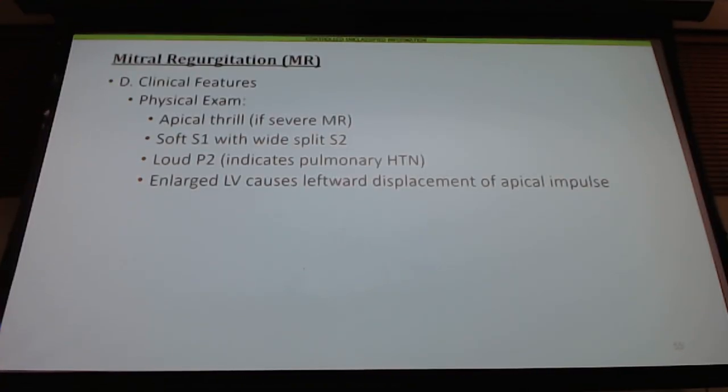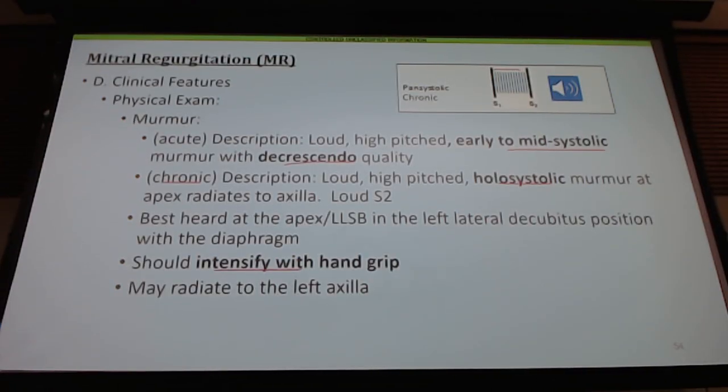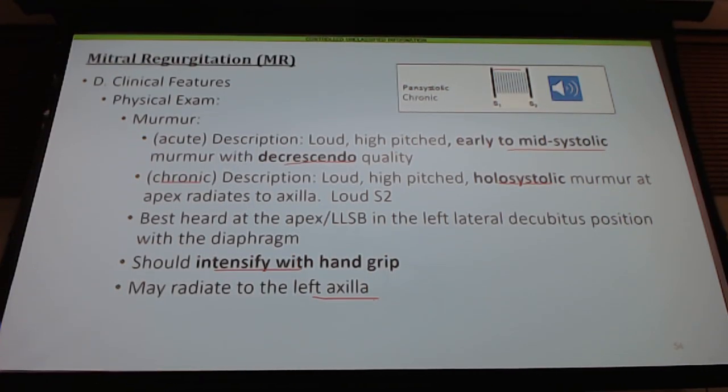Other things you may see, kind of depending on acute versus chronic, and also just the severity of it. You may have apical thrills, so you're going to have like that vibratory sensation. Soft S1 with wide split S2, and loud P2. So there's some other kind of common things, but the biggest thing to know would be this holosystolic murmur present that also radiates to the left axilla.